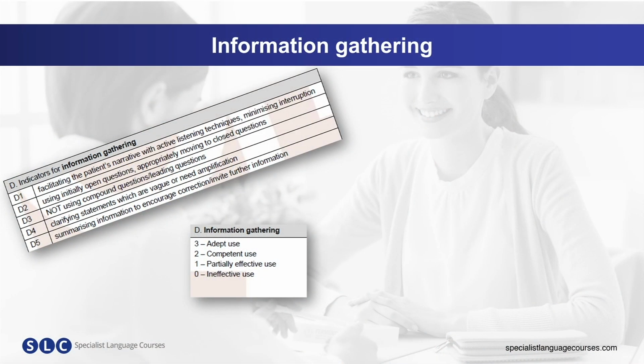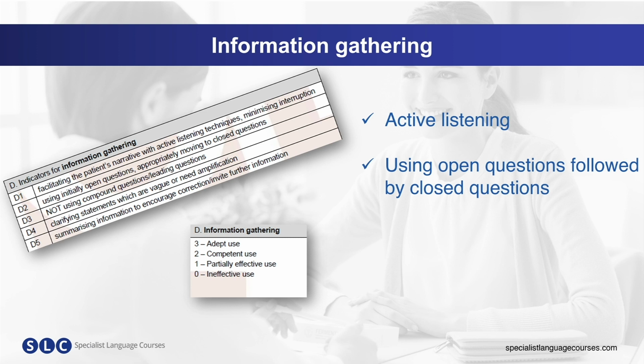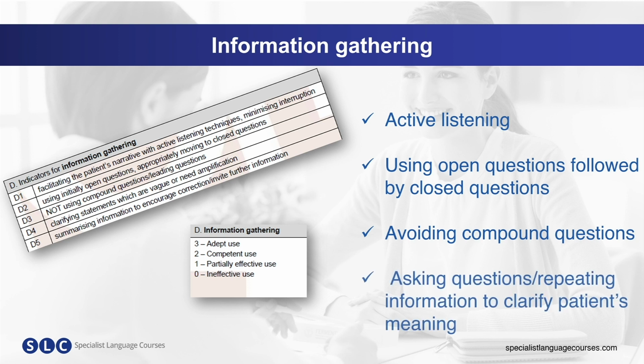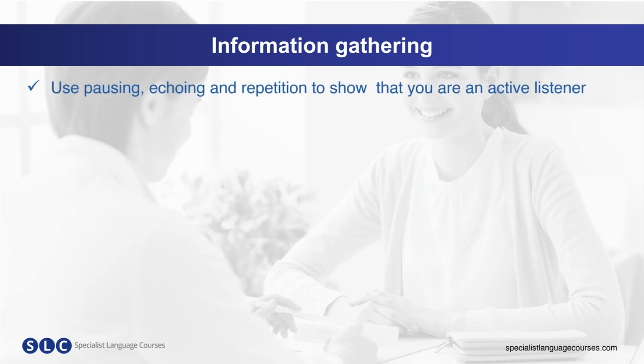Now moving on to information gathering. This criterion involves being an active listener, using open questions followed by closed questions, avoiding compound questions, so two questions together, and asking questions and repeating information to clarify patient's meaning. So it's important to be an active listener. Remember, there is no video, so use silence, pausing, echoing, and repetition to show that you are an active listener.